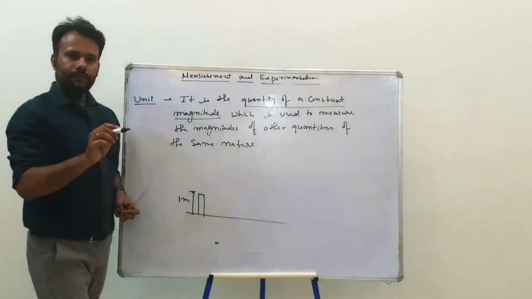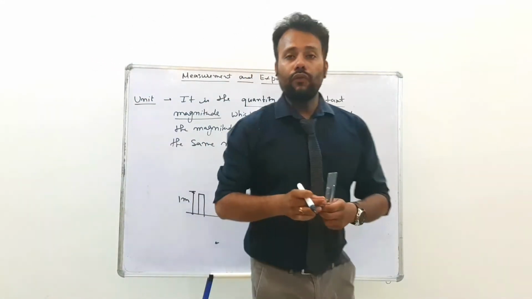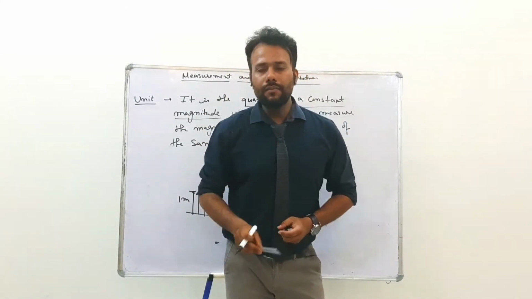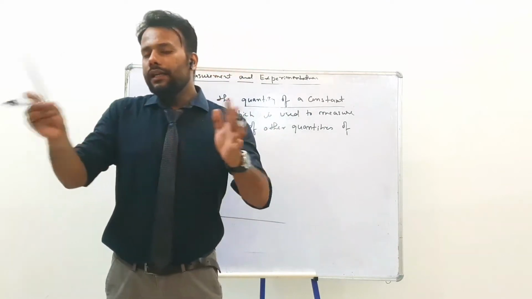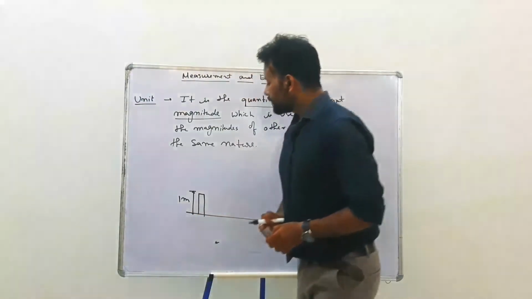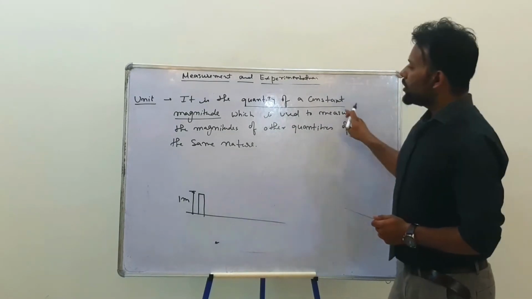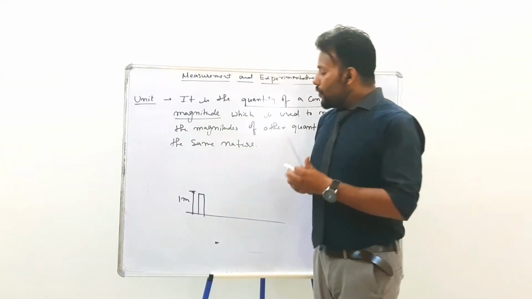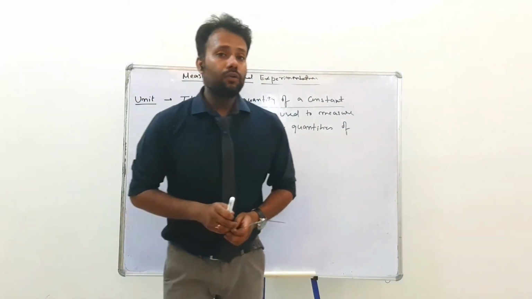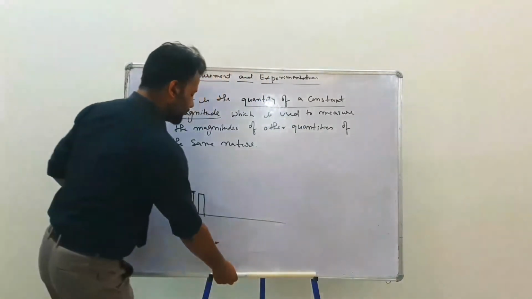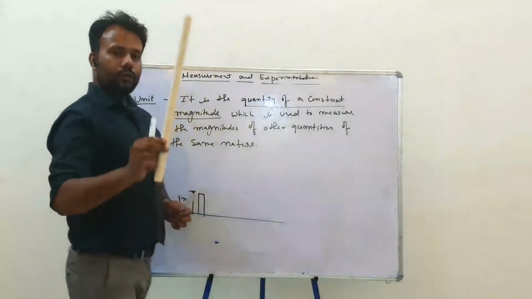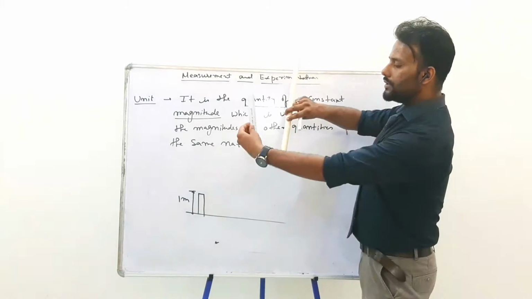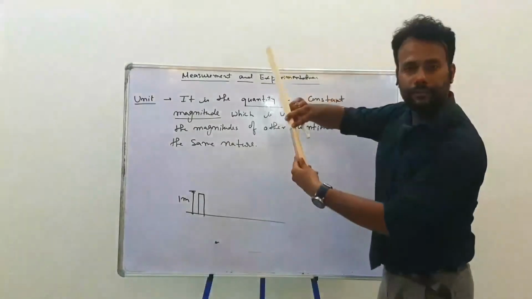Now we fix the magnitude of the length of this scale as 1 meter. It is not changing with time, with distance or any other quantities. It is constant, which is used to measure the magnitudes of other quantities of the same nature. Now I want to use the scale to find out the length of my pipe. Here it is. So as you can see, this is the scale and this is the pipe, right?